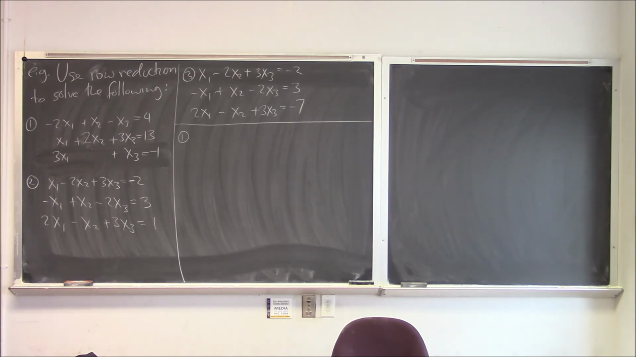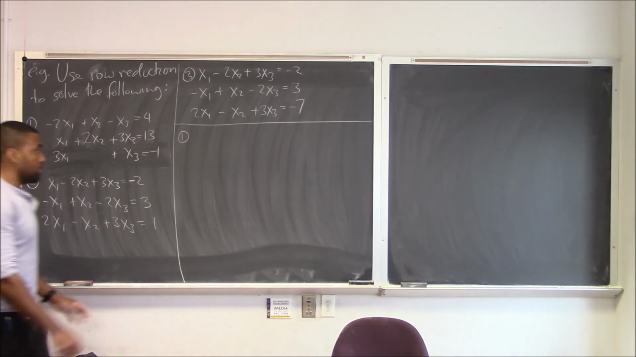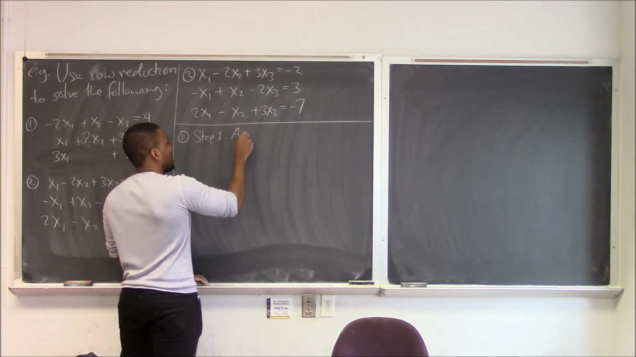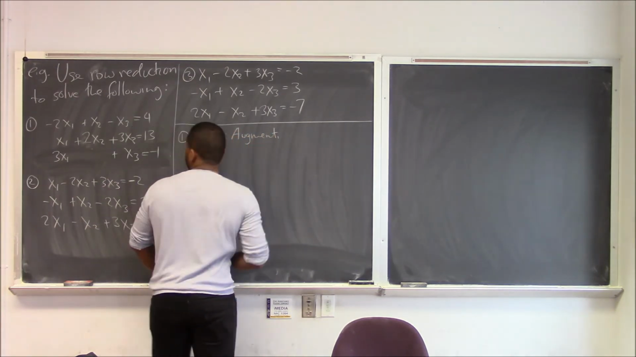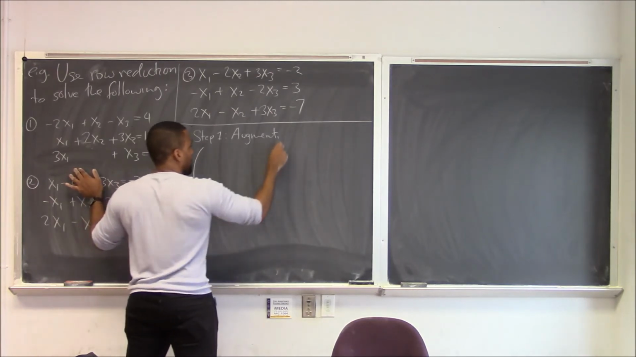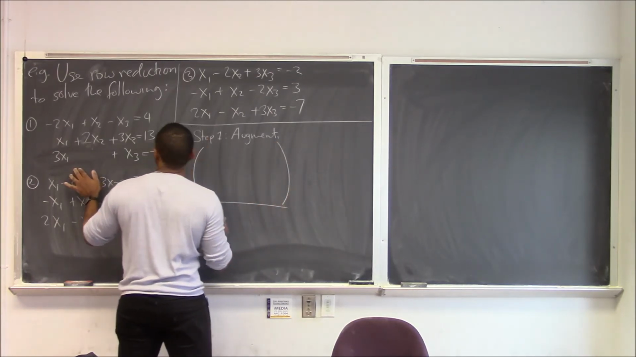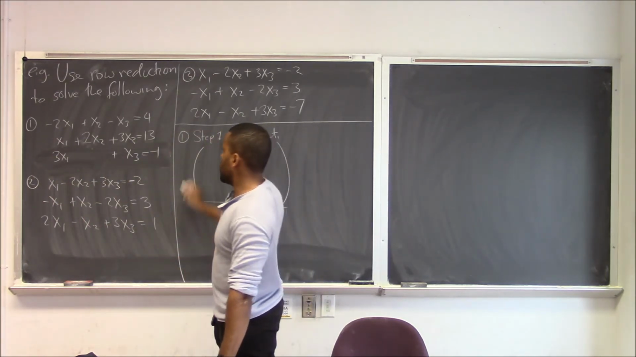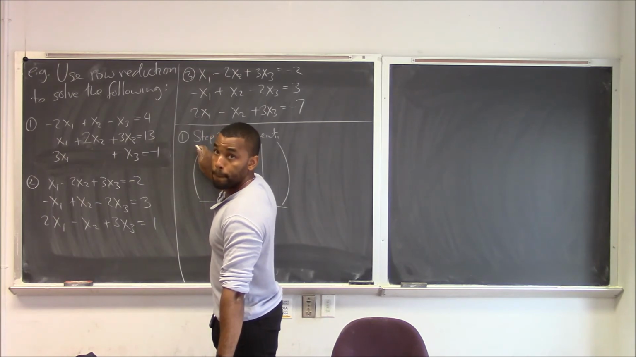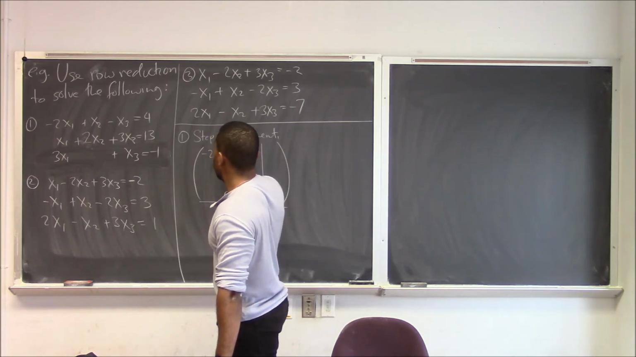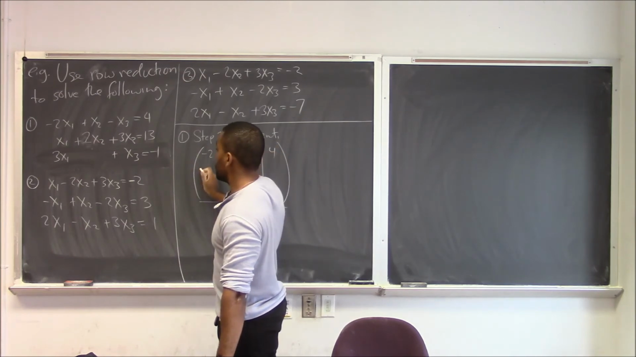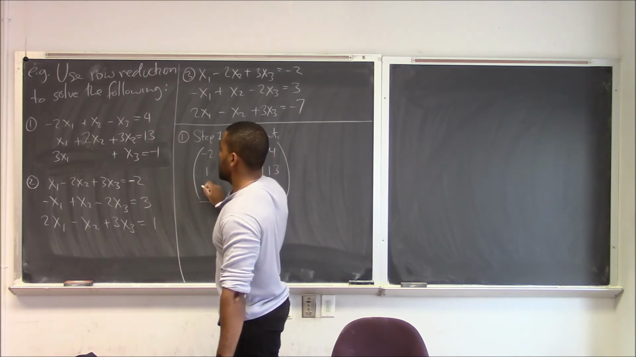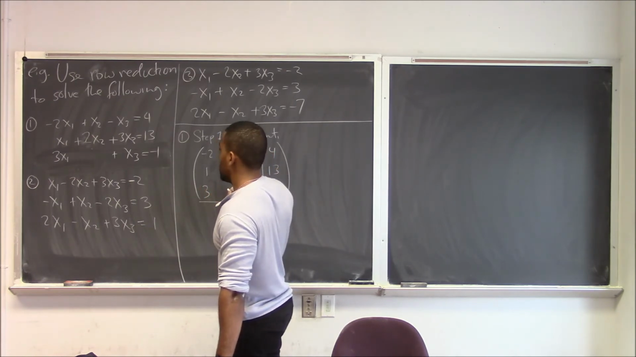So we're going to solve 1, and I'm going to tell you the steps here while we're doing it. Step 1, augment the system. So what would that look like here? First row is what? Negative 2, 2, negative 1, negative 1, 4. Second row. 1, 2, 3, 13. 3, 0, 1, negative 1.